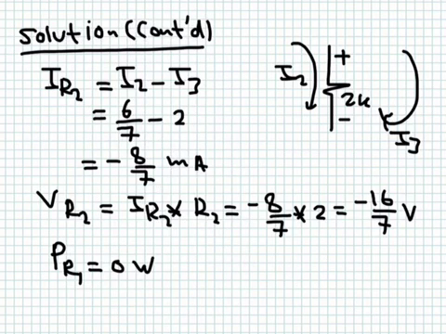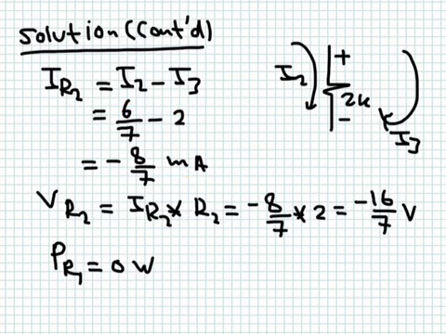Okay, so you can see here I'm just showing the resistance R2 alone, and there are two currents going through it, I2 from the second loop and I3 from the third loop. They are opposing one another. Then the current through the resistor R2 is I2 minus I3. I2 is 6 over 7 milliampere as we said earlier. I3 is 2 milliampere. If you subtract these two, you obtain minus 8 over 7 milliampere.